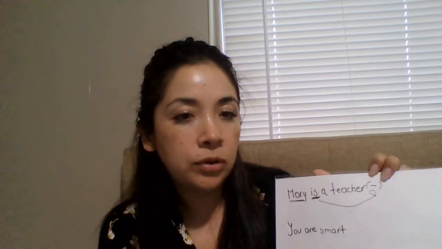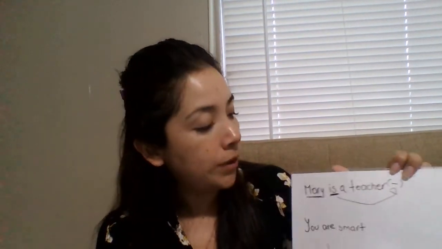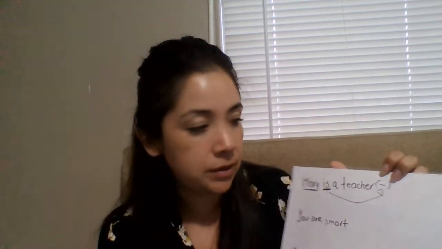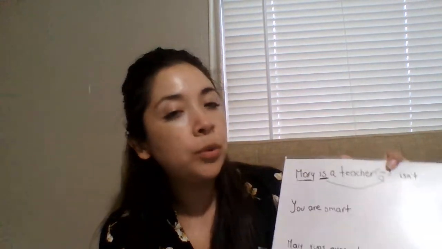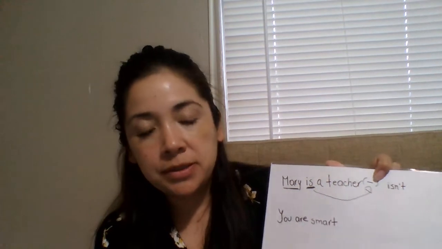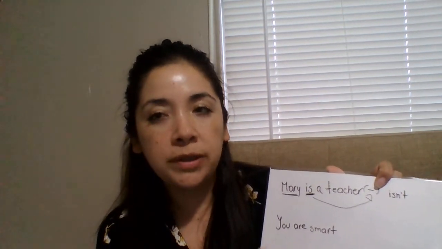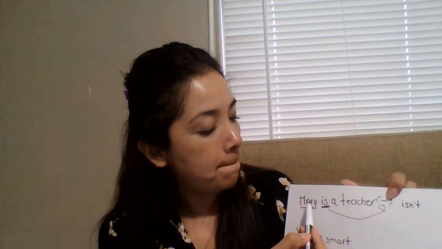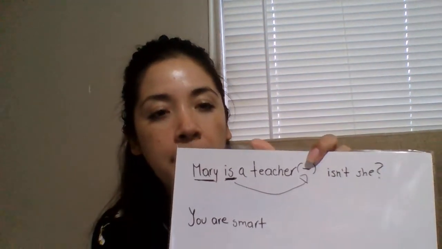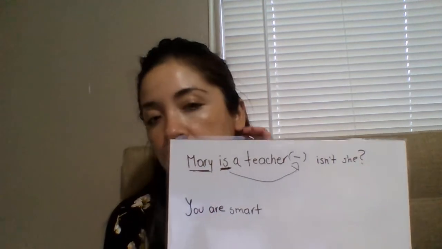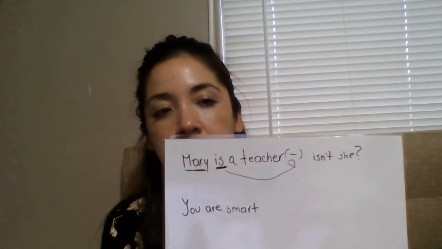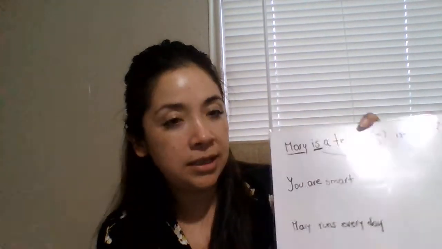Okay, the auxiliary verb will pass as a negative. So what's the negative of is? Isn't. So I write next to the sentence isn't. So who are we talking about? Mary. Mary is a he, a she, or it? It's she. So we are going to use she. Isn't she? And the question mark. Mary is a teacher, isn't she? That's our question tag. Okay? So let's see the next example.